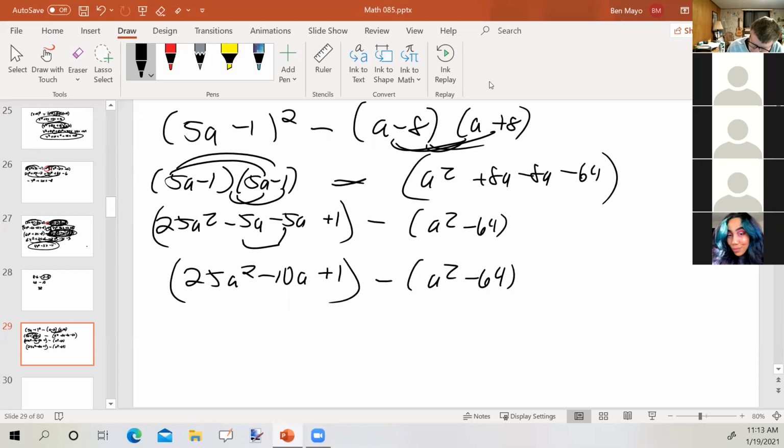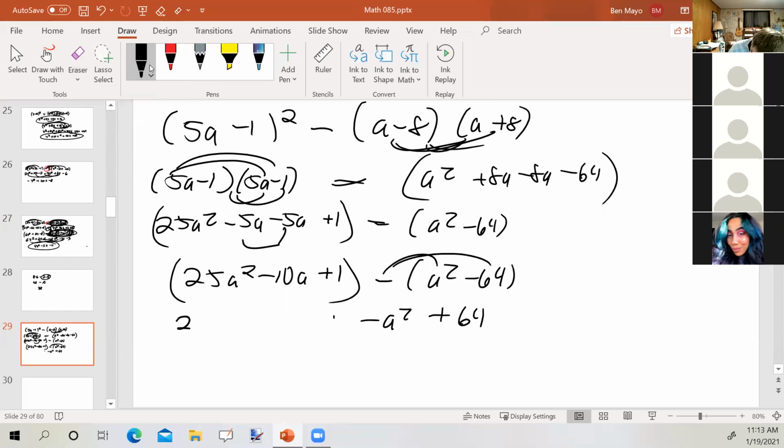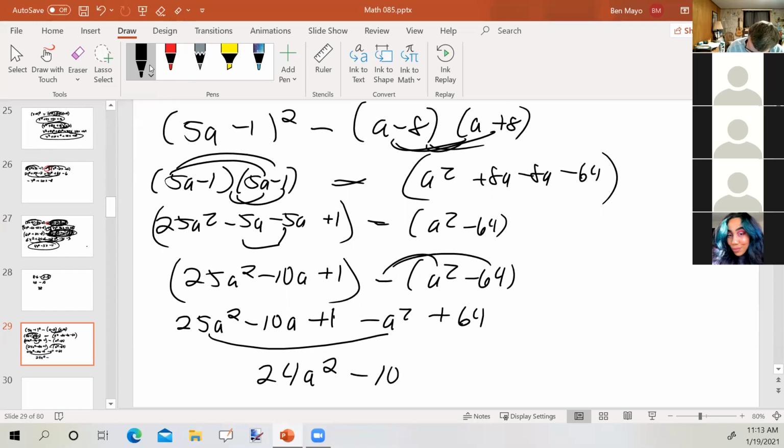Okay, so again, I'm going to simplify that all down, and then I'm going to distribute the negative. So minus a squared, minus times minus, plus 64. Let's see if I can write that a little bit nicer. 25a squared minus 10a plus 1. So I get 24a squared minus 10a plus 65. Okay with that?